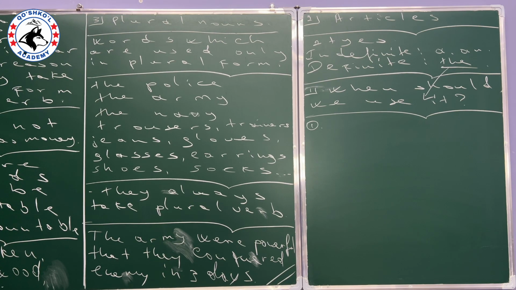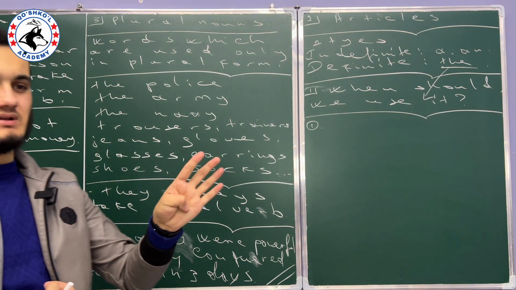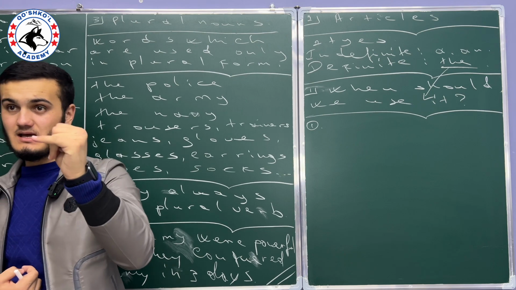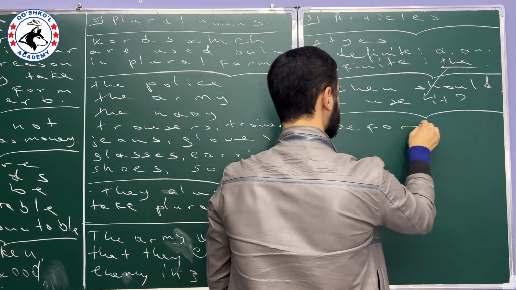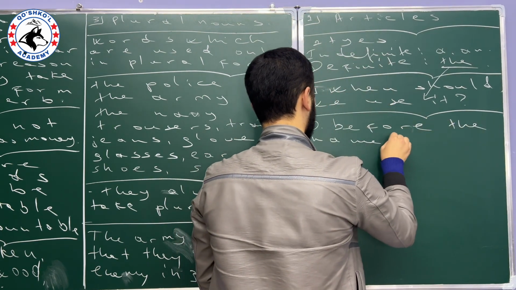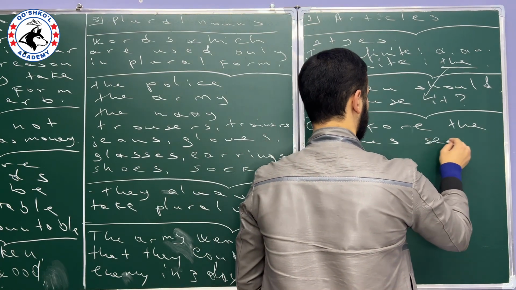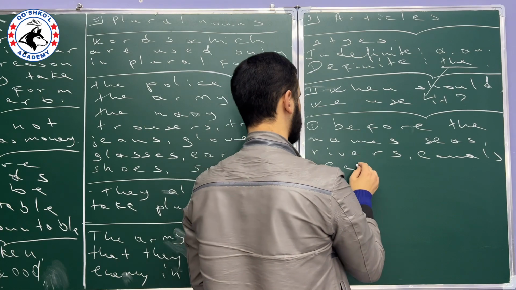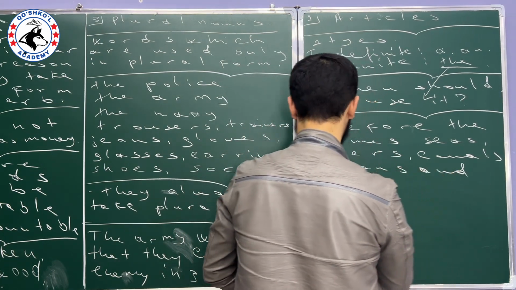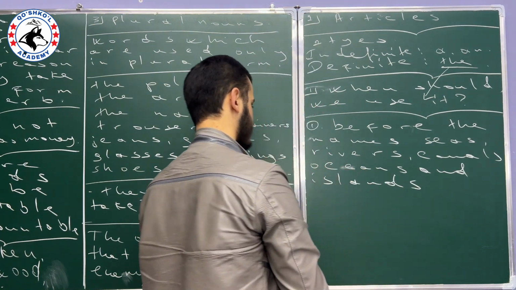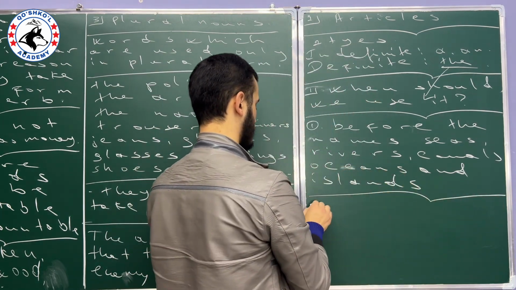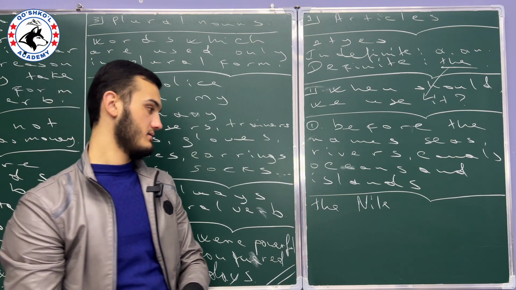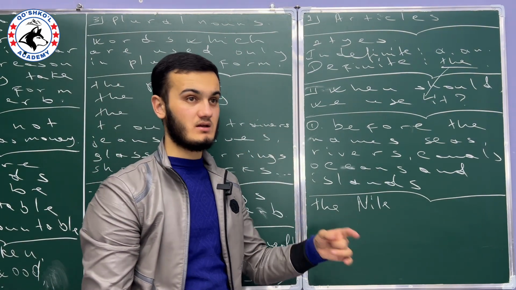Before the names of seas, rivers, canals, oceans, and islands. For example, the Nile, the longest river in the world, you know? The Nile. That's located where? Egypt, yeah? Good job.